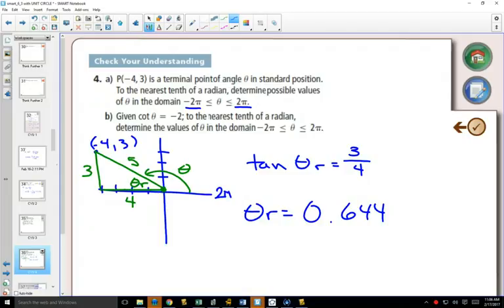So what will that angle be? Well, if this was in degrees, you would have said, well, I know up to here is 180, so I could do 180 minus my reference angle, and I would get the right answer. Now we have to do that same process, but in radians.